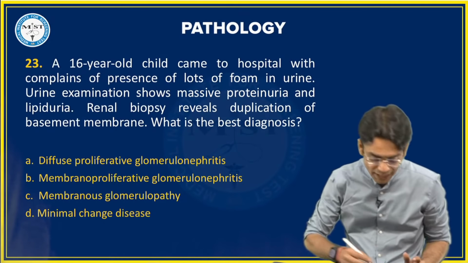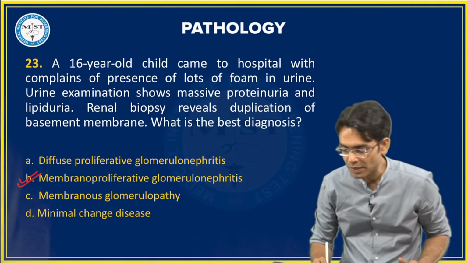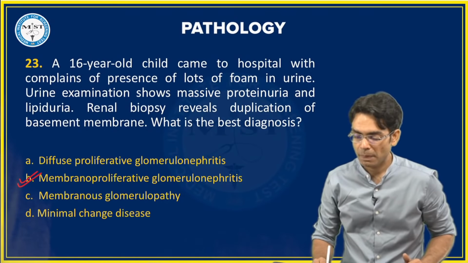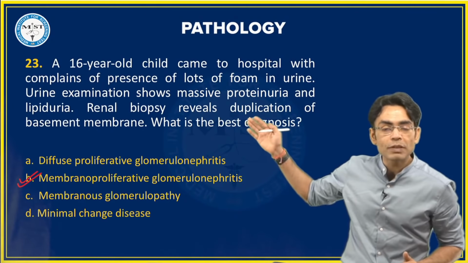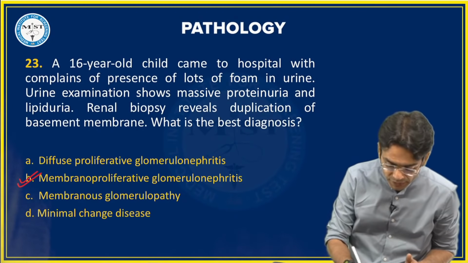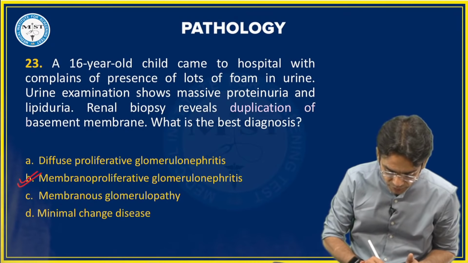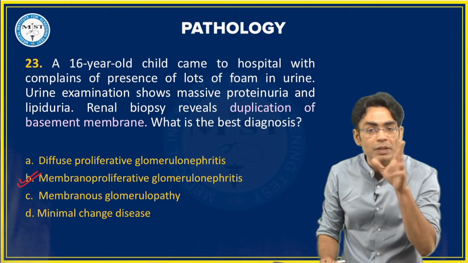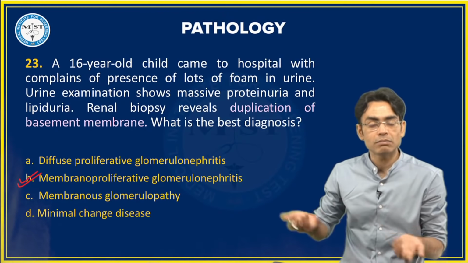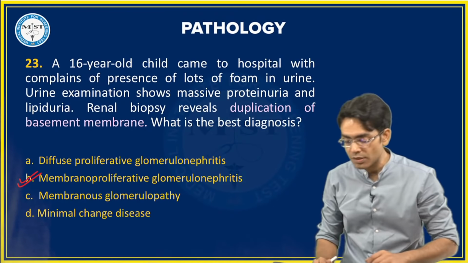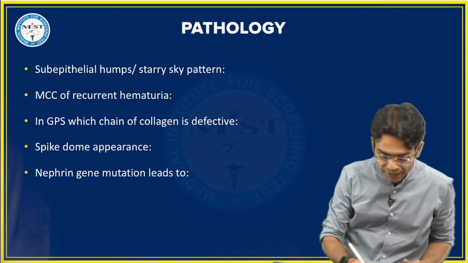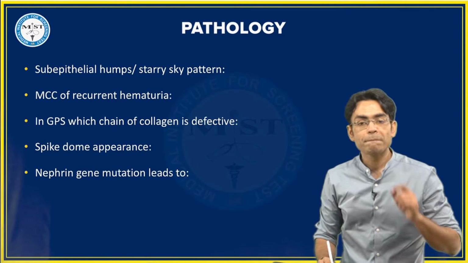So beta, what is the answer? The answer is B in these patients. B. Beta, duplication of basement membrane is written here. This is the biggest hint in this question. Straight away finding tram track appearance, splitting of the basement membrane, and nephrotic syndrome. So MPGN is the answer. B. Let us go on, subepithelial hump and starry sky appearance in kidney.